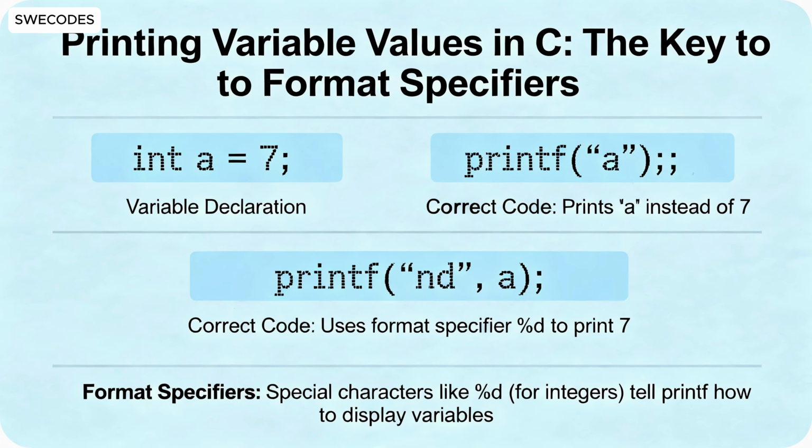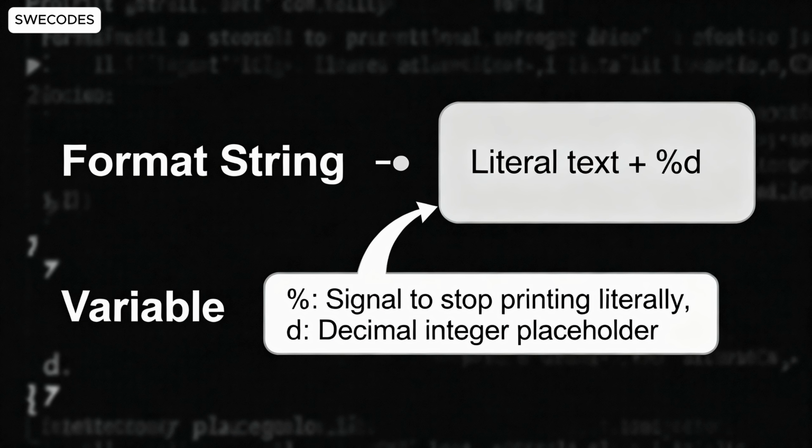Let's analyze this line. This is a more complex printf call. Notice it takes two arguments, separated by a comma. This is the entire secret. The first argument is your template, known as the format string. It's the literal text you want to print, but it contains a special command. That command is %d. This is your format specifier.